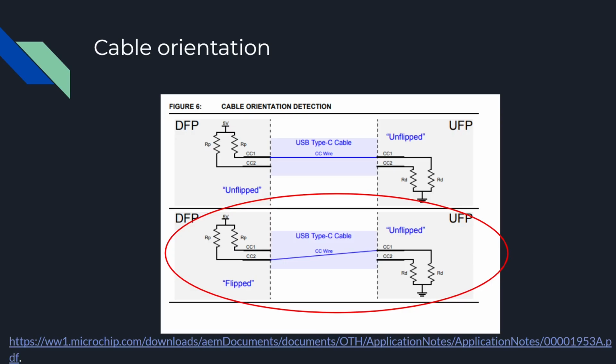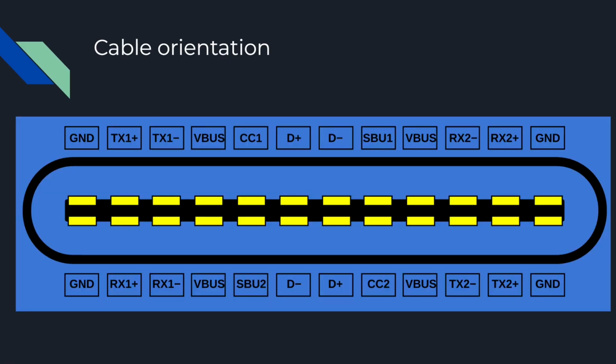In both of these cases, the cable is expected to work as normal, and as far as the user knows, there is no difference. But to the computer, it uses this information to know which set of connectors to use when sending data, either the top or the bottom.